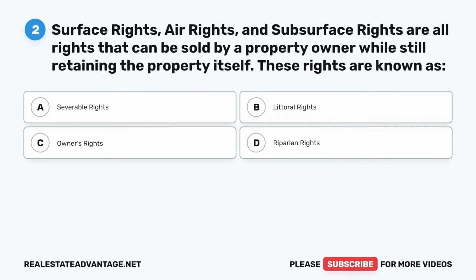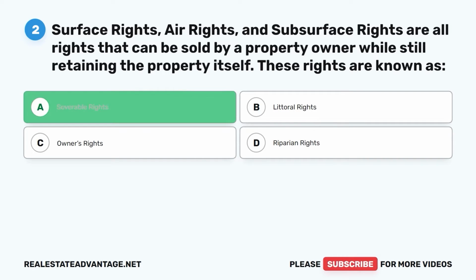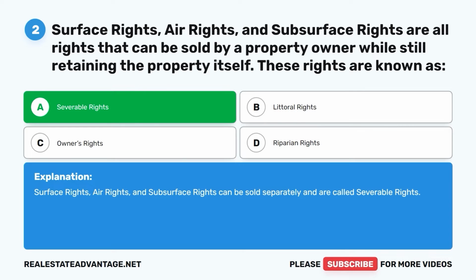Question 2. Surface rights, air rights, and subsurface rights are all rights that can be sold by a property owner while still retaining the property itself. These rights are known as A. Severable rights. B. Literal rights. C. Owner's rights. D. Riparian rights. The correct answer is A. Severable rights. Surface rights, air rights, and subsurface rights can be sold separately and are called severable rights.